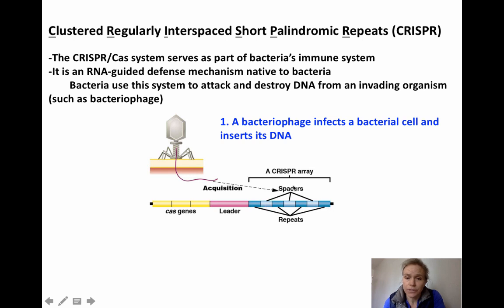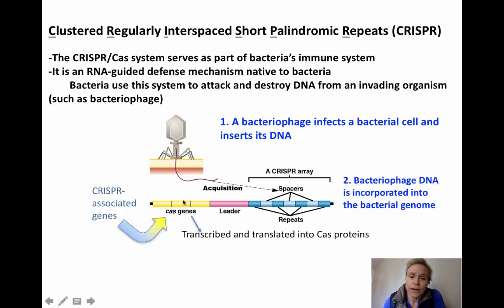So these light blue sequences here are DNA sequence, and the repeat sequences are also DNA sequences of the bacteria. And what's going to happen is that the pieces of phage DNA are going to get chopped up and put into this region.